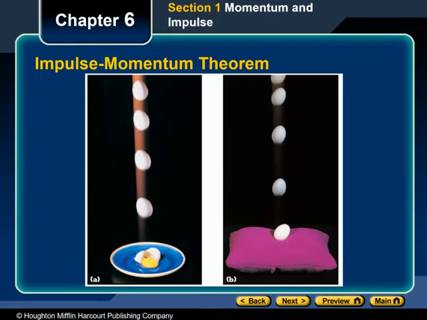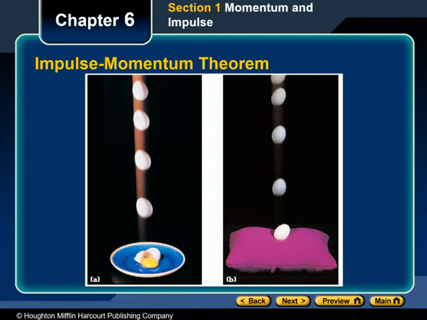Consider a falling egg. When the egg hits a hard surface, like the plate shown on the screen here in part A, the egg comes to rest in a very short time interval. The force the hard plate exerts on the egg, due to the collision, is large. When the egg hits a floor covered with a pillow, as is shown in part B, the egg undergoes the same change in momentum, but over a much longer time interval. In this case, the force required to accelerate the egg to rest is much smaller.